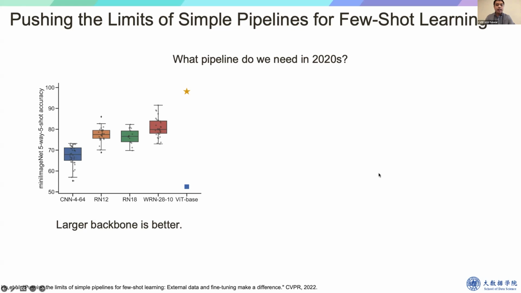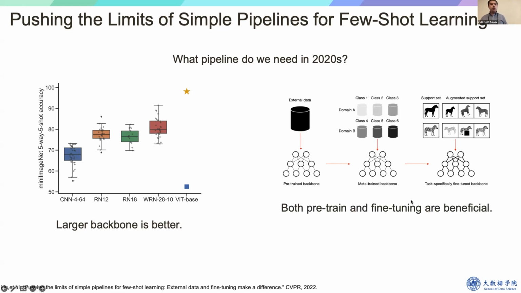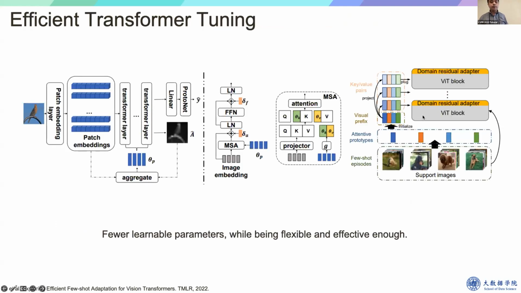They also suggest that off-the-shelf pre-trained models are not optimal for out-of-distribution few-shot learning tasks. Thus, meta-learning to learn the fast-adapting capacity and task-specific fine-tuning also benefit the few-shot learning task. The other attempt is an efficient transformer tuning method for few-shot learning.